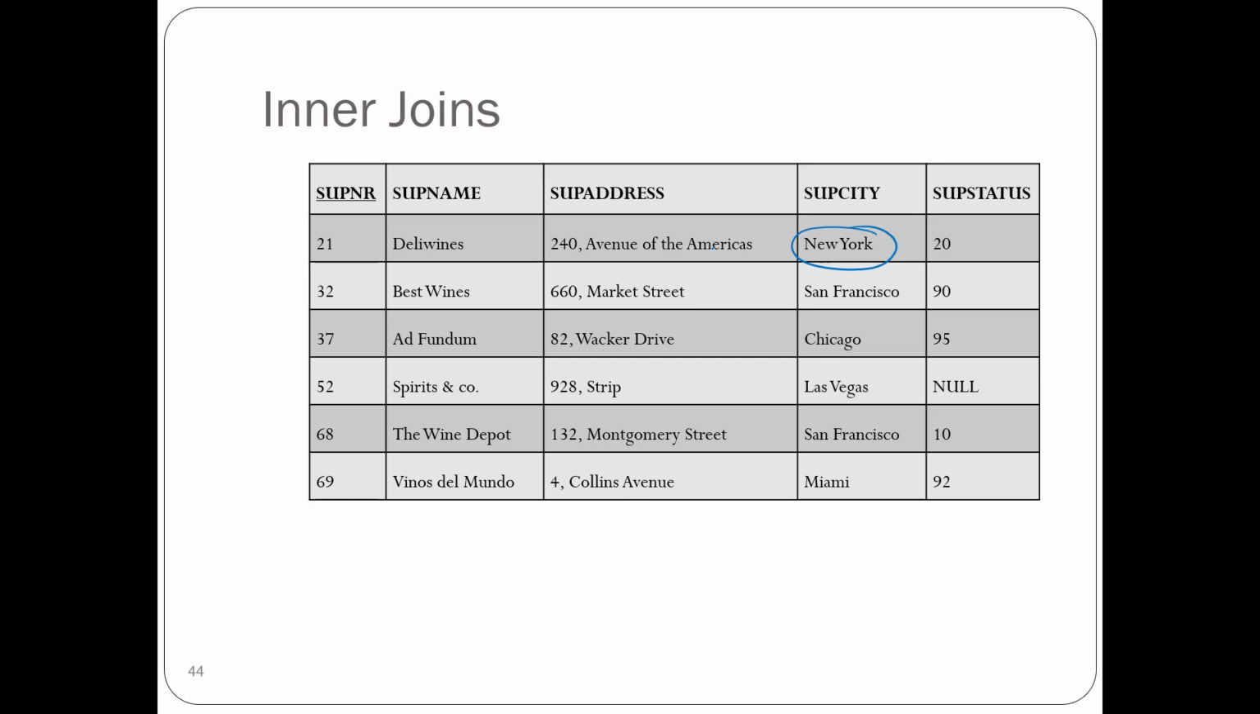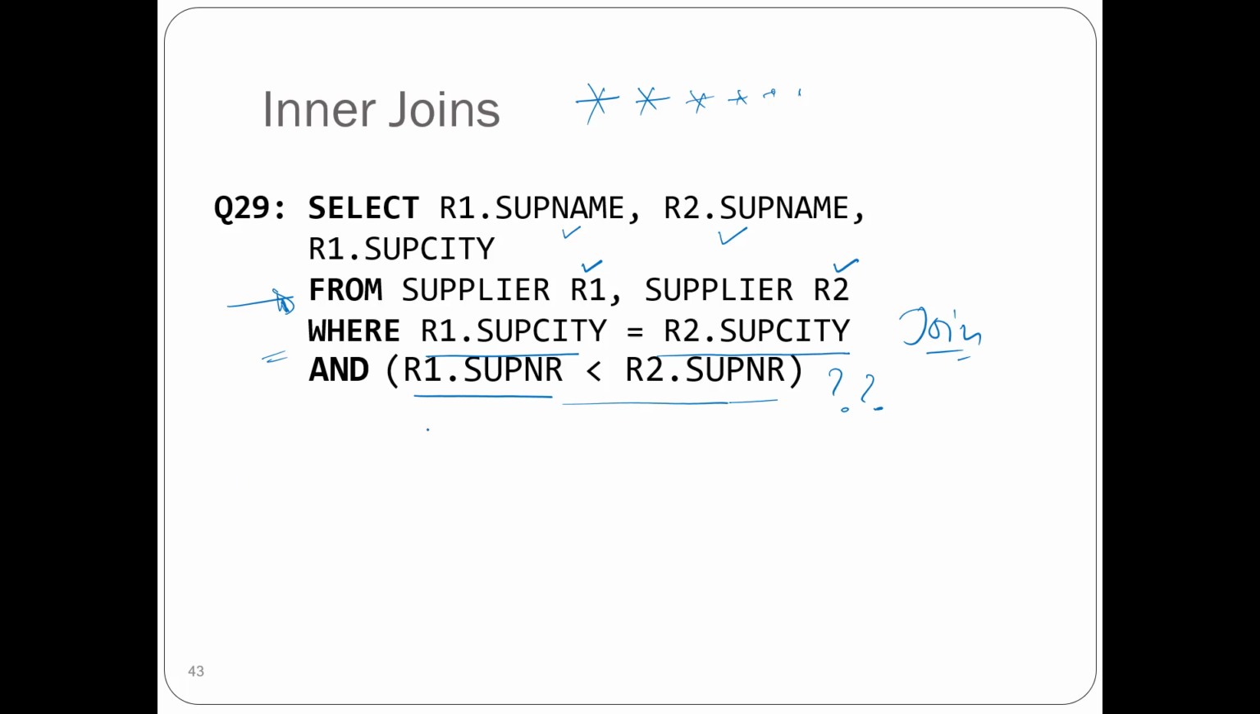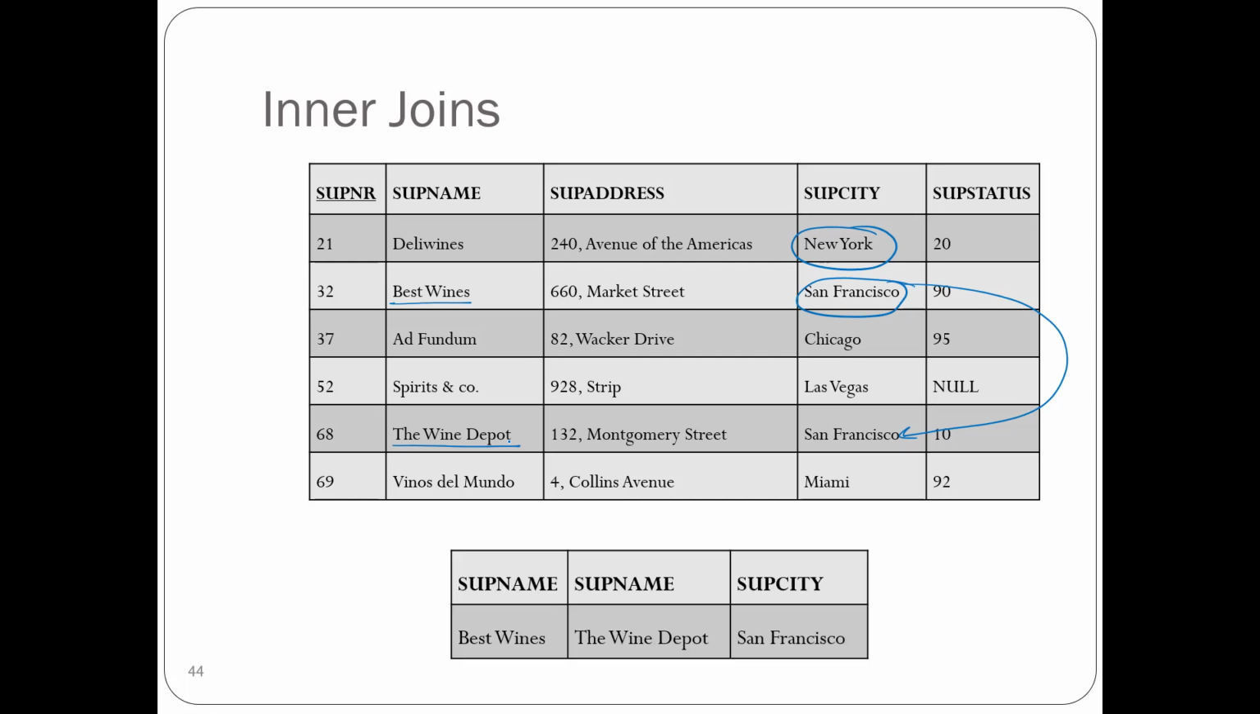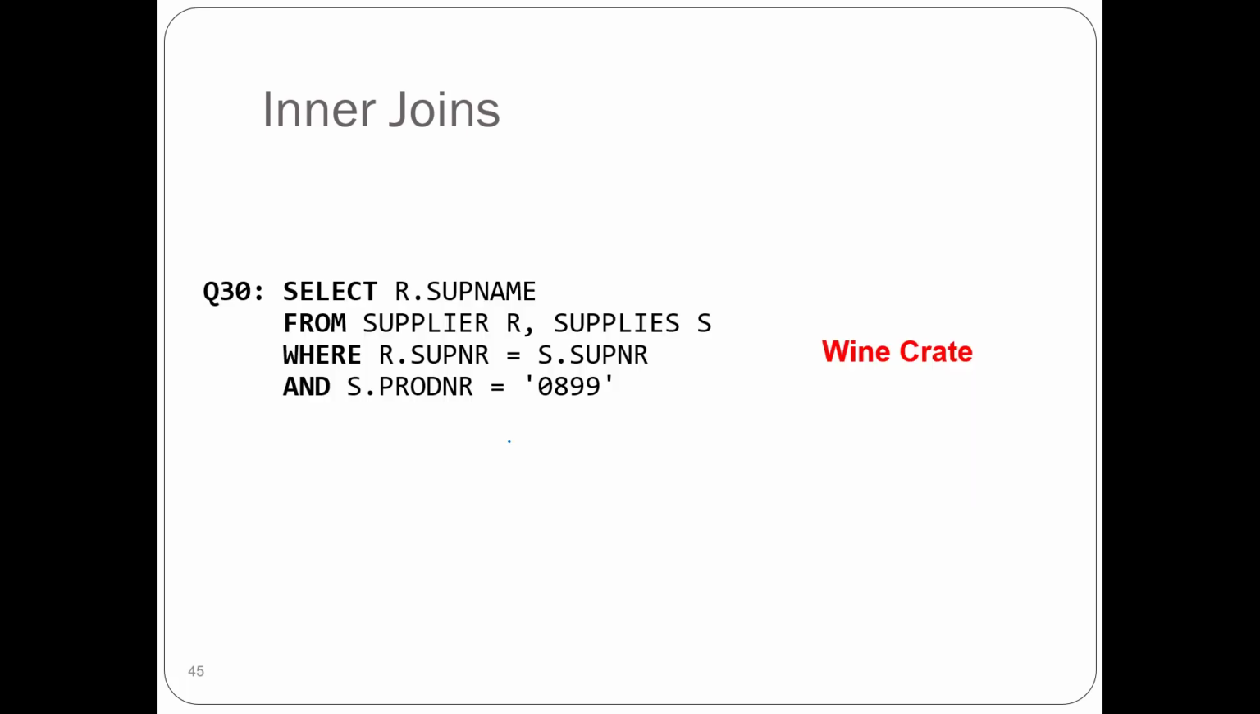These are not meaningful. We want the pair of suppliers who are from the same city, but whose names are different. That is enforced using the second condition, which says and r1.subnr is less than r2.subnr. If you put all those conditions, then we will have the actual pair, like these two, which are Best Wines and The Wine Depot. And here we have the answer. This combination is correct, Best Wines with The Wine Depot, because they are both from San Francisco.